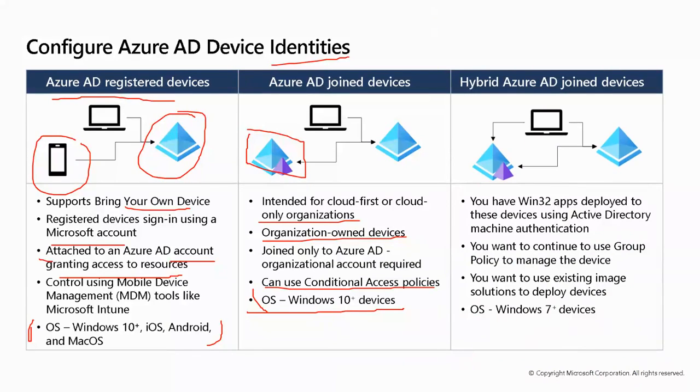And also the hybrid Azure AD joined devices. With this one, you have Win32 apps deployed on these devices using the Active Directory machine authentication. So if you want to continue to use Group Policy to manage the device, you can also do that. If you want to use an existing image solution to deploy devices, you can do that. The good thing about it is that you can do it from Windows 7 or newer devices. That's the only condition to do it, but it depends once again on your solution. That's why they give you everything in a very granular way, very organized.